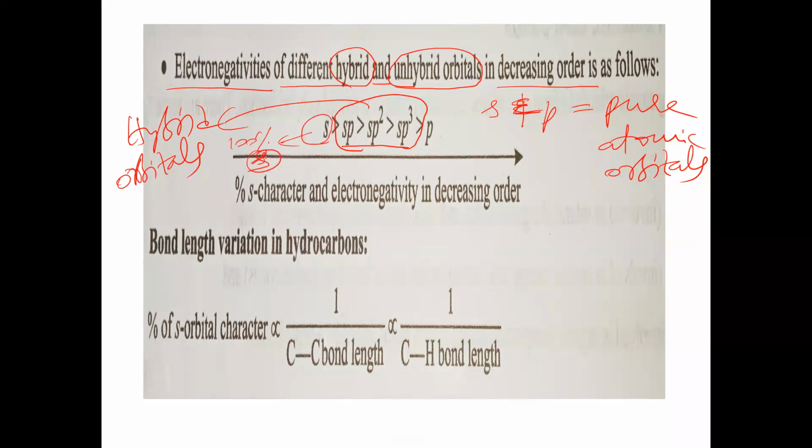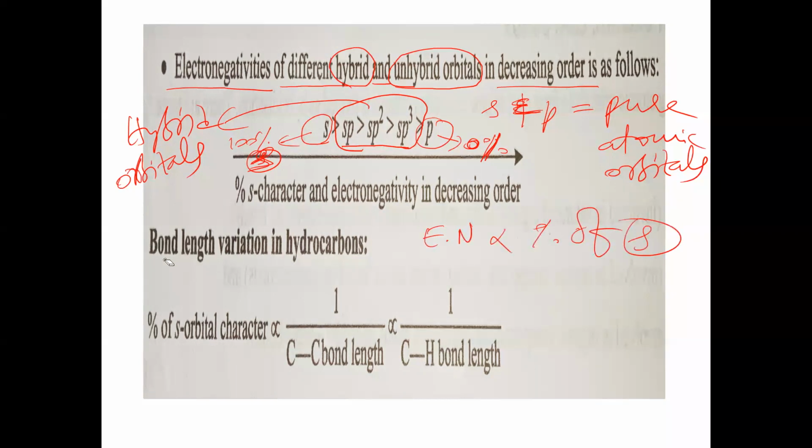And next, how much s character, s percentage, in sp? 50%. In sp2, s percentage is 33.3%. And in sp3, s percentage is 25%. In pure p orbital, 0% s character. So from left to right the percentage of s character is decreasing. That's why electronegativity is also decreasing. So electronegativity is directly proportional to percentage of s character. The more the s percentage, the more the electronegativity. Keep that point in mind.